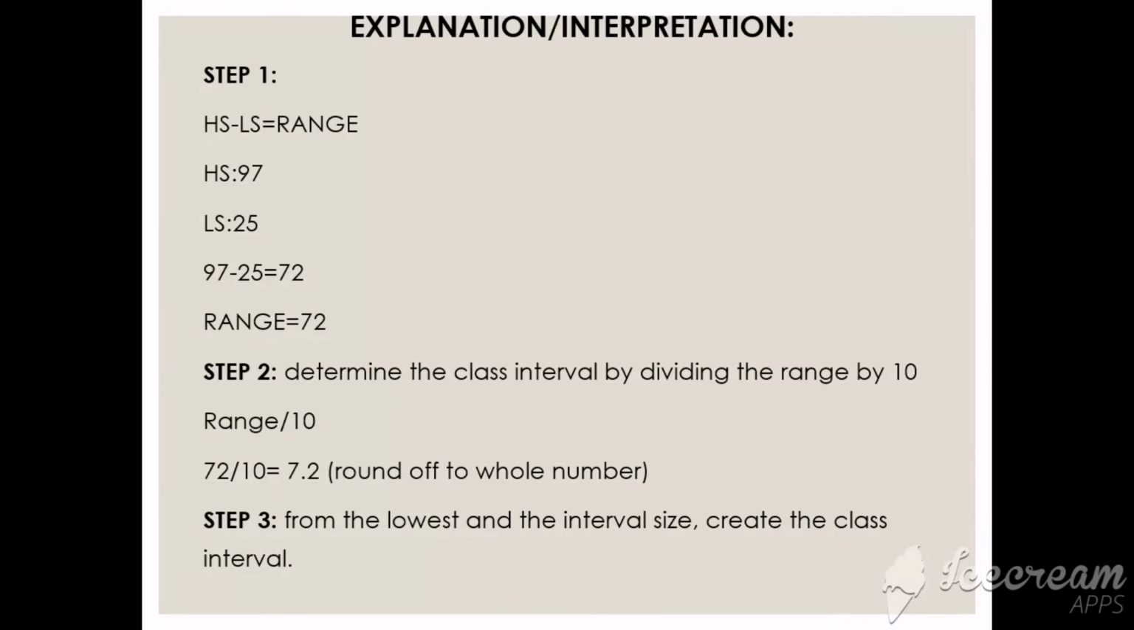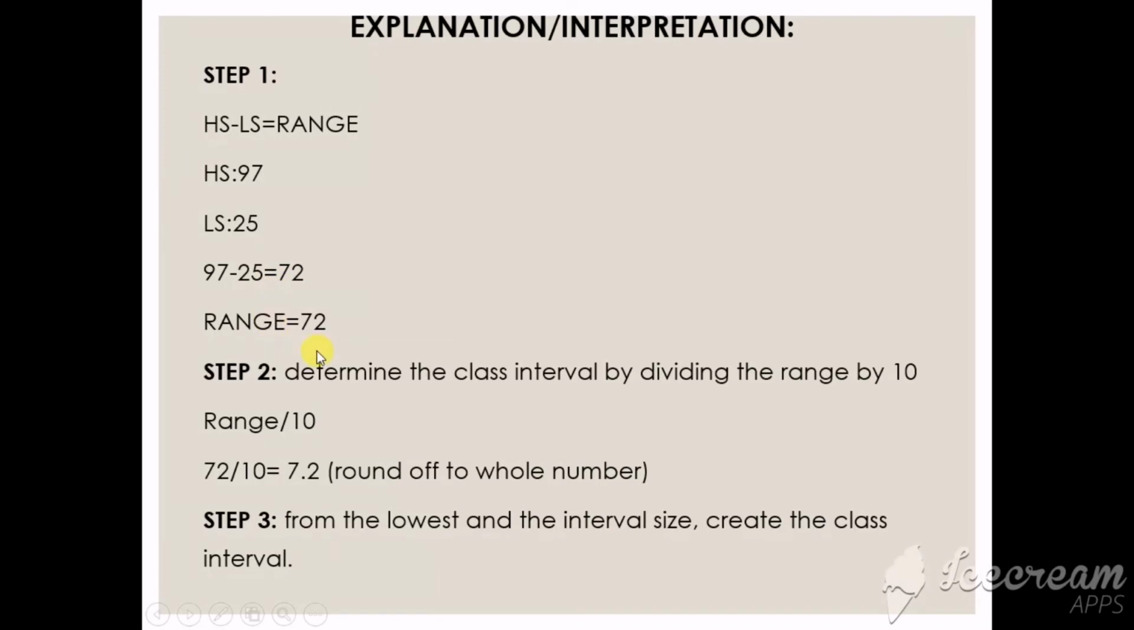Next, ito na po yung ating interpretation or explanation dun sa ating mathematical problem. So, step 1, hanapin natin yung range niya. Ang gagawin natin is highest score minus the lowest score. Ang highest score natin dun sa given data is 97, then the lowest score is 25. So, we are going to subtract 97 minus 25 is equals to 72. So, ang range po natin is 72.